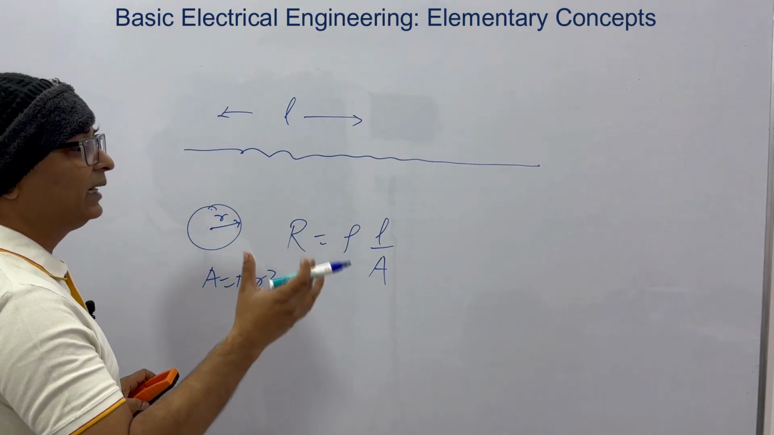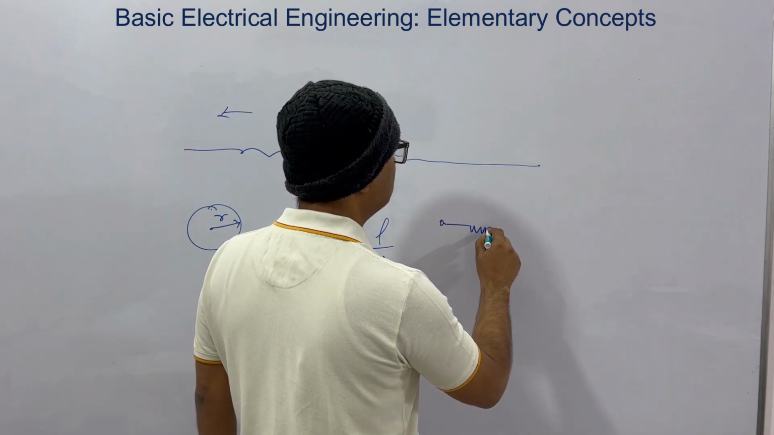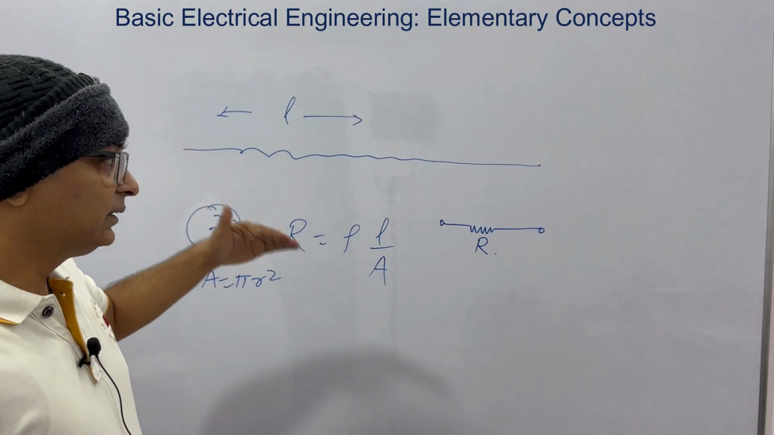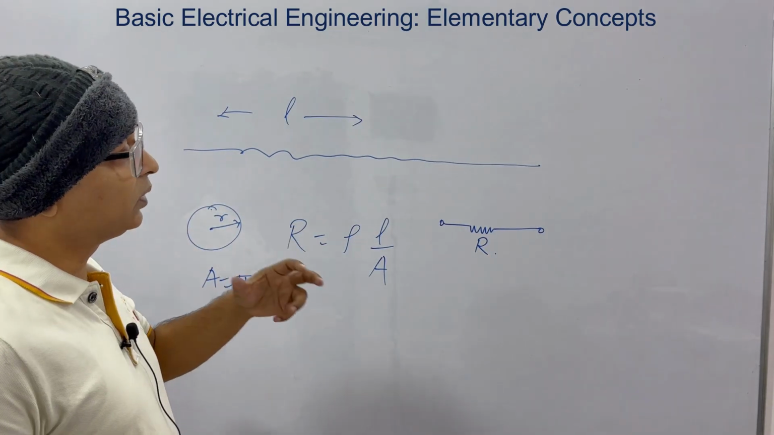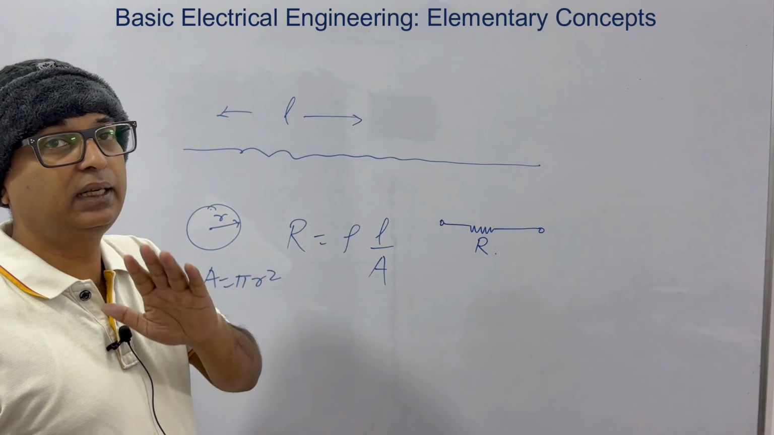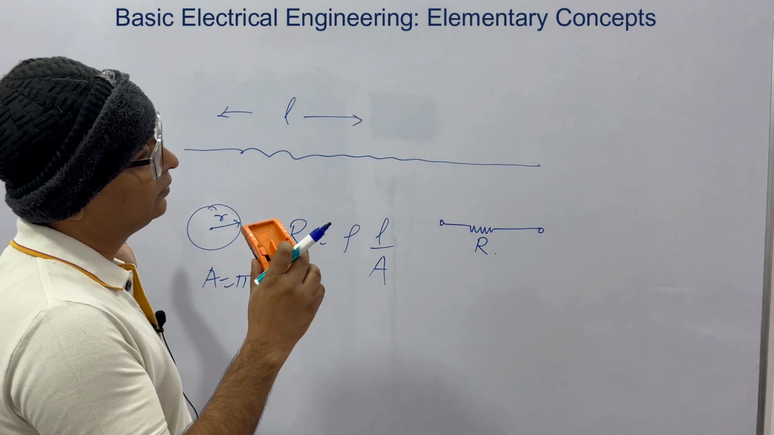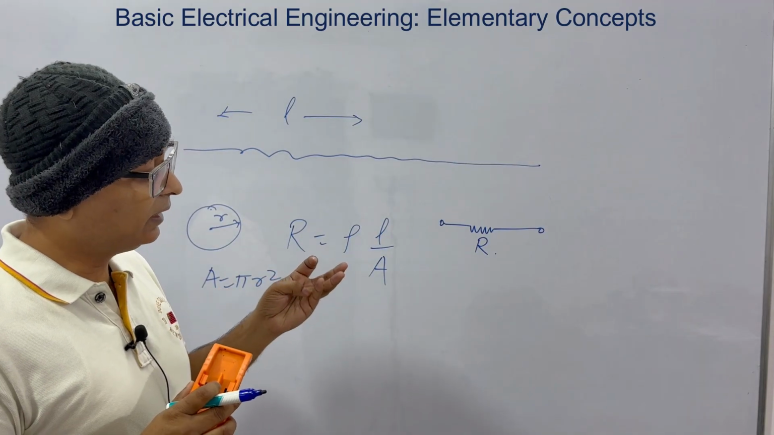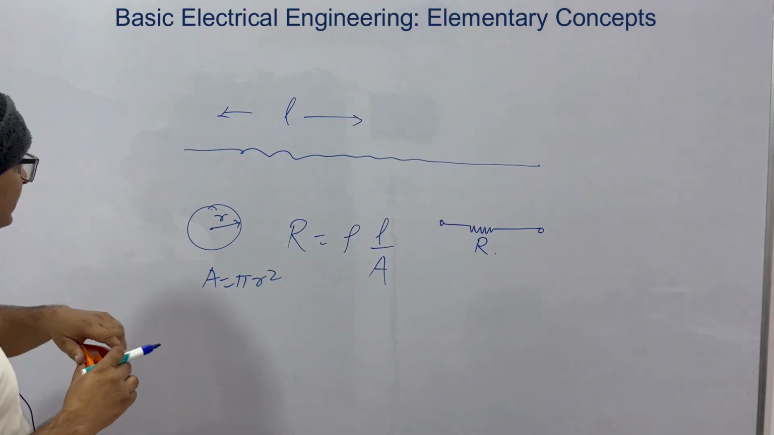What we do, we idealize it. We represent it like this. This is R. So this is what I meant when I said idealized models. We have three basic elements that are idealized models of existing materials, existing devices. They are R, L and C, that is resistance, inductance and capacitance.